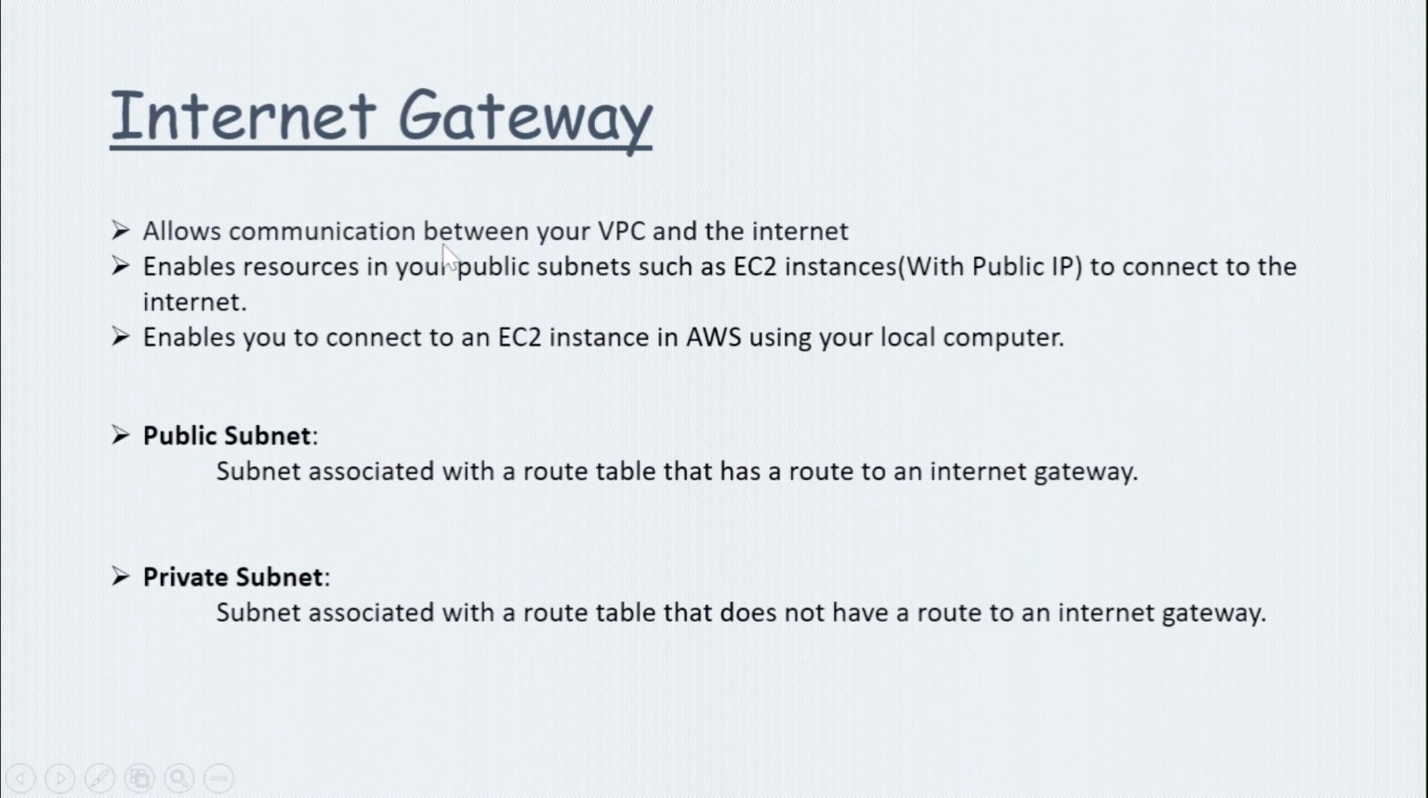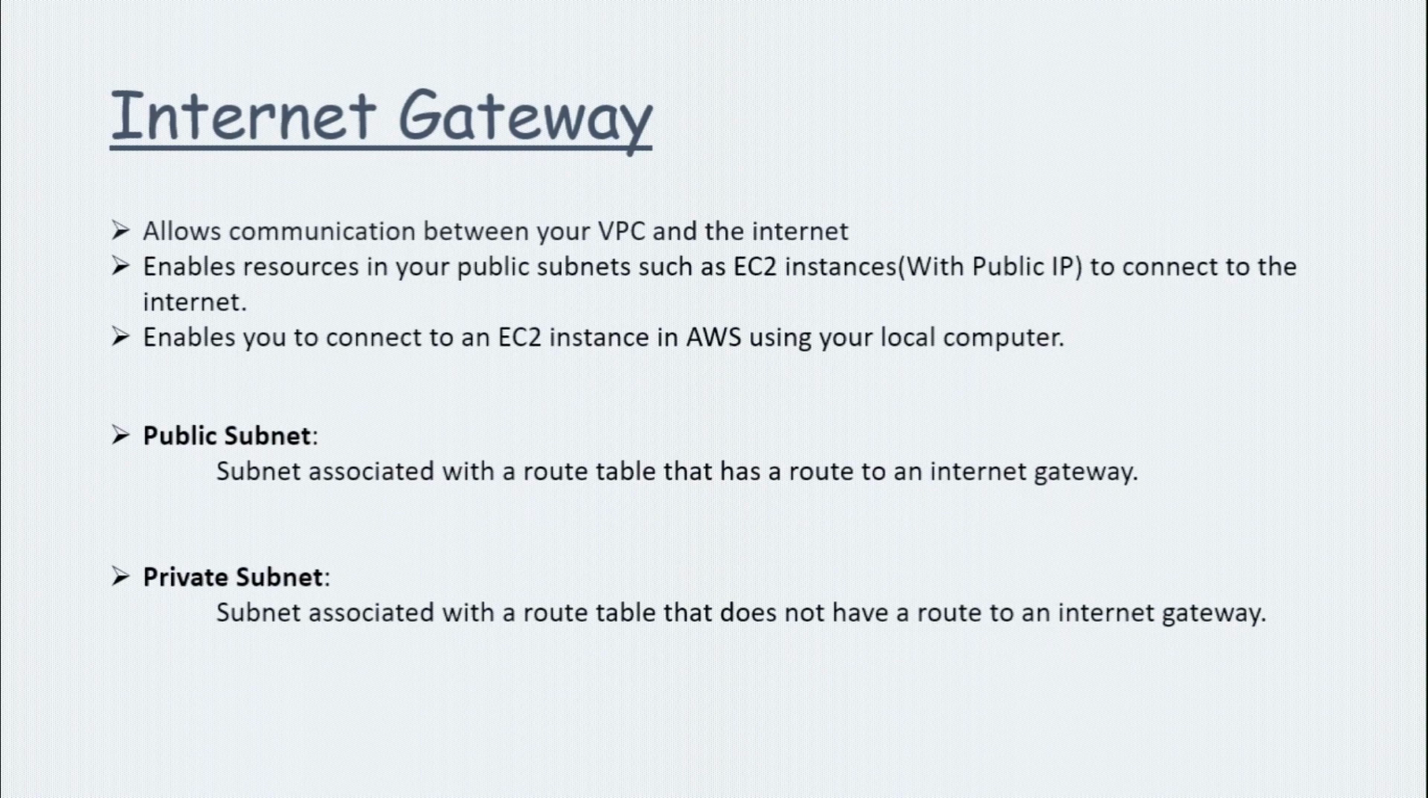So Internet Gateway allows communication between your VPC and the Internet. Internet Gateway enables resources such as EC2 instances in a public subnet to connect to the Internet, and via Internet Gateway only you can connect to the EC2 instances from your local machines.